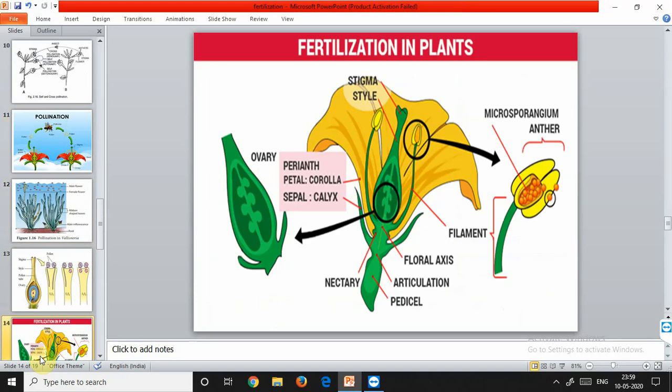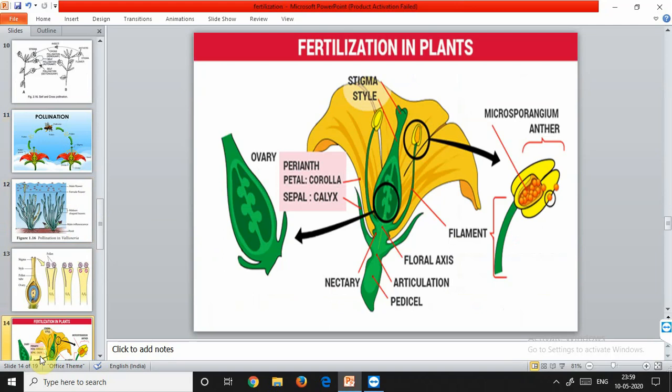Fertilization in angiosperms is unique. It is called double fertilization. Why double fertilization? Because there are two sperms per pollen tube. In the pollen tube, I told you there were two sperms. The two nuclei represent the generative as well as the vegetative.